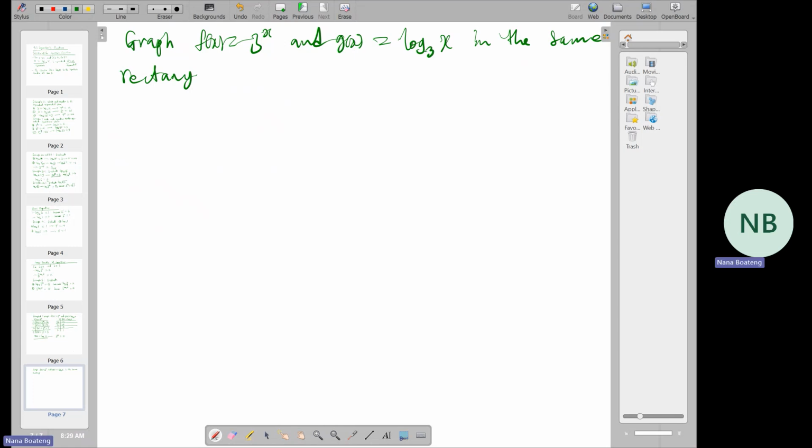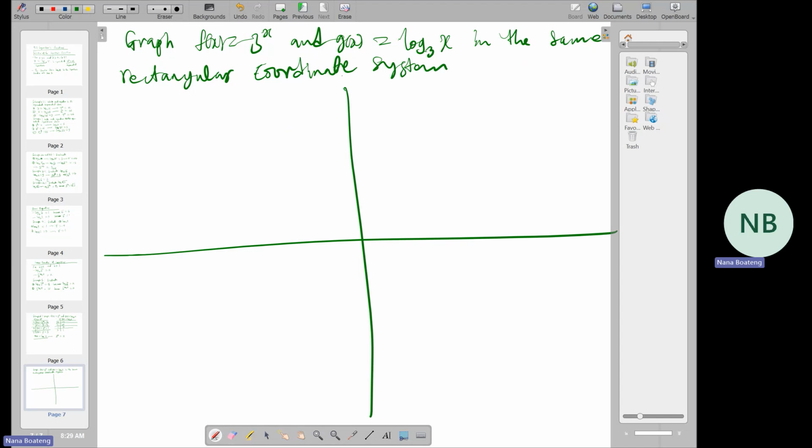The same rectangular coordinate system. So we already have the pair of points for f of x and a pair of points for g of x, so we can graph them as such.